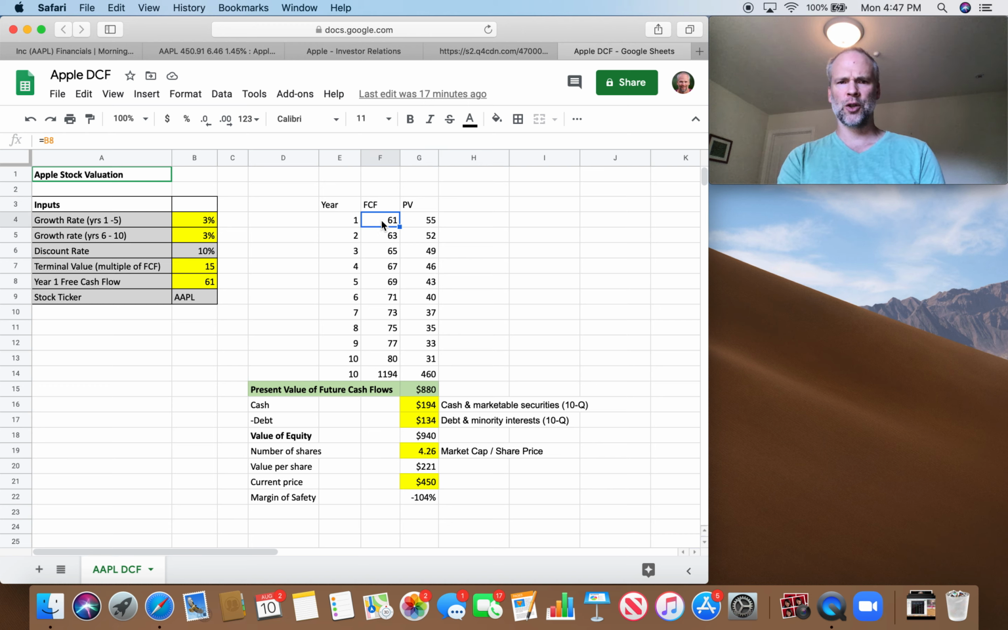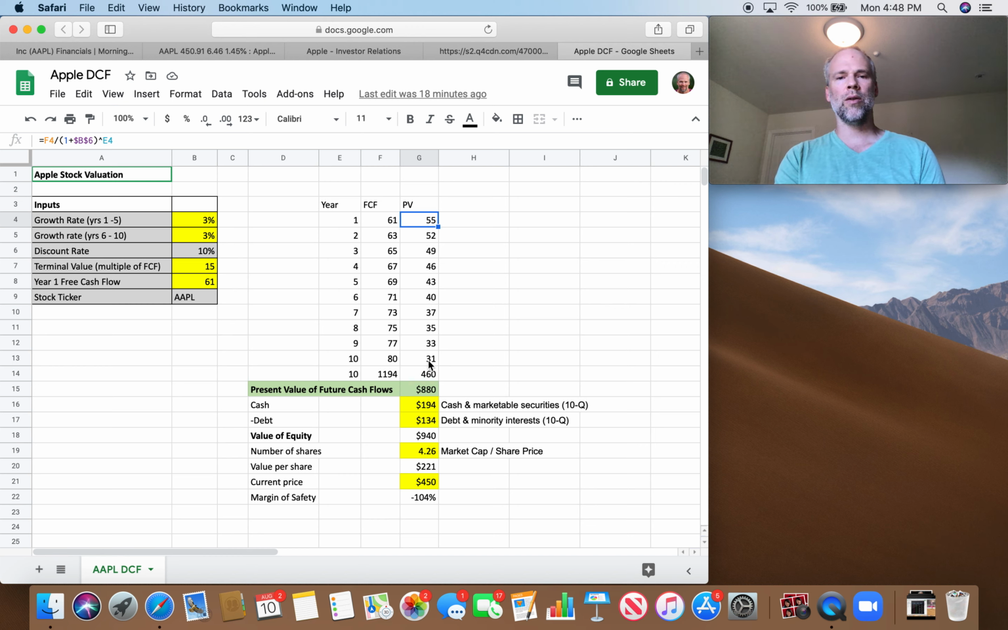So now you see in year one we have free cash flow. There's our 61 billion. We need to discount that back to today's value. We're going to do that at this 10% discount rate. So basically how we do that, we're going to take 61 divided by 1.1. That's 1 plus the discount rate of 10%. And we get a present value from the year one cash flow of 55 billion.